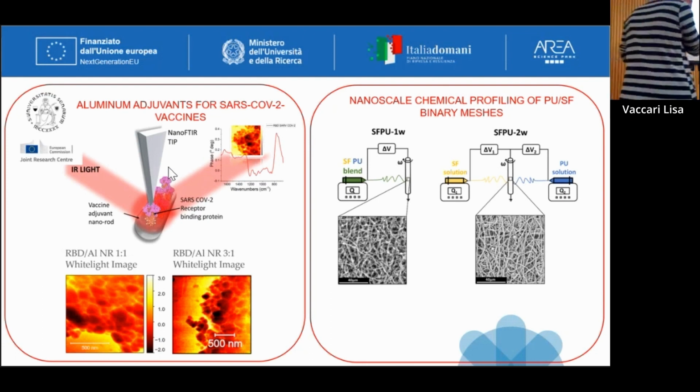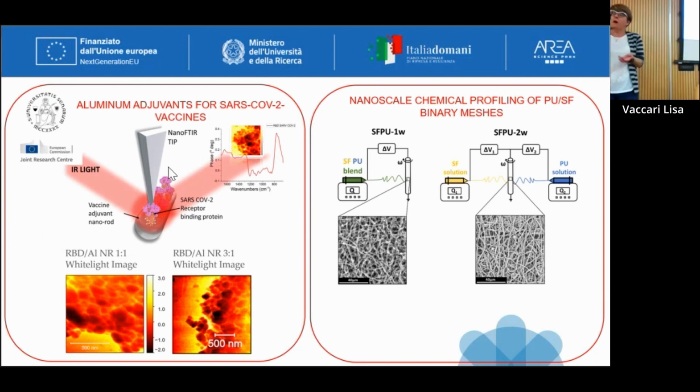The study was based on understanding the folding state of the receptor binding domain of SARS-CoV-2 on aluminum adjuvants. And then we could appreciate, at the nanoscale, that there was effectively a misfolding of the protein on those formulations that were less performant with respect to the others. We didn't publish this work yet, but we are in tight contact with several pharmaceutical companies because this will be a challenge with respect to the present knowledge.